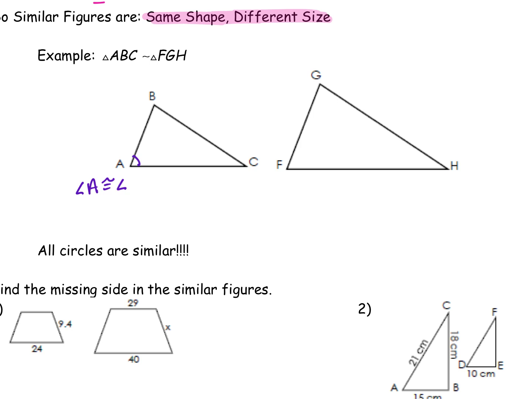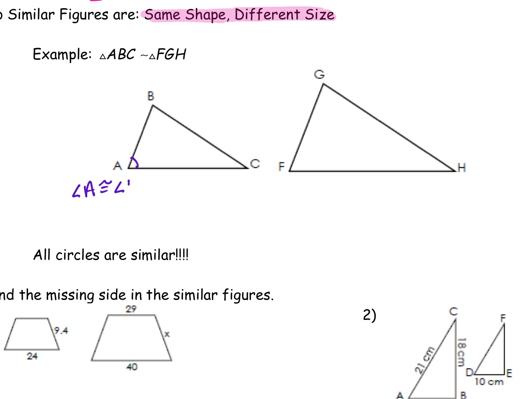What's the angle that matches that in the other triangle? Which angle matches that in the other triangle? F. Yeah, angle F. Good. And then angle B is congruent to angle G. Good. And angle C is congruent to angle H. Okay. Is there any questions on that?